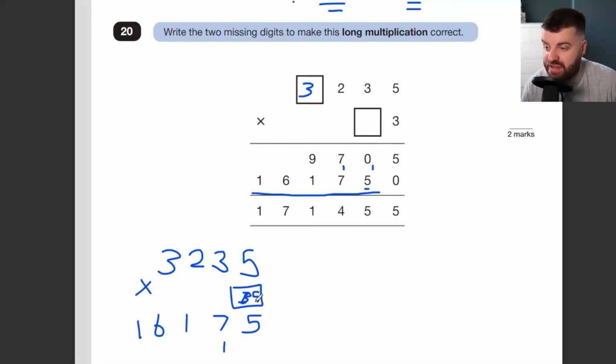Okay, let's try 5 lots then. 5 times 5 is 25. 5 times 3 is 15, plus 2. That would give me 17. This is starting to work. So this looks really promising now. 5 times 2 is 10, plus the 1 is 11.